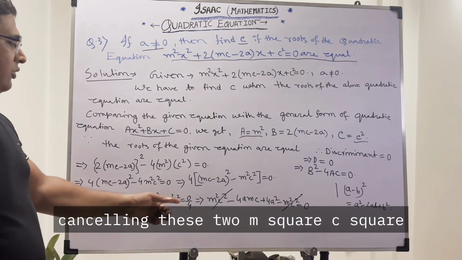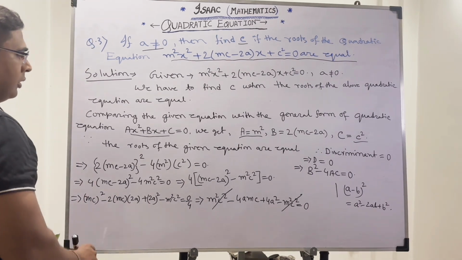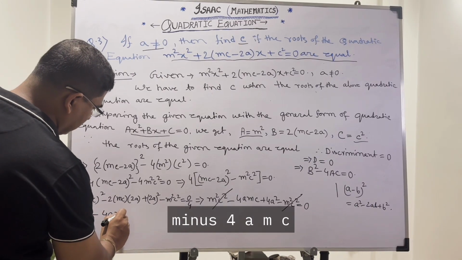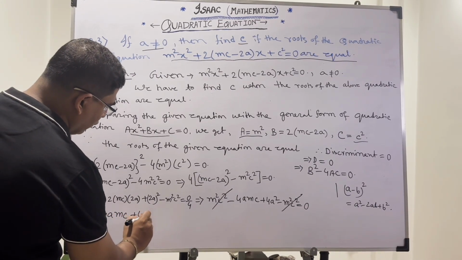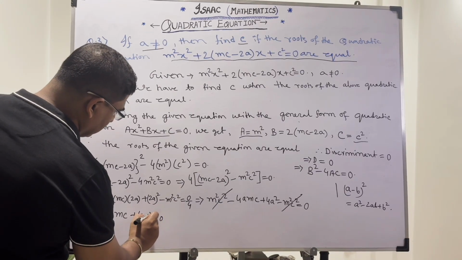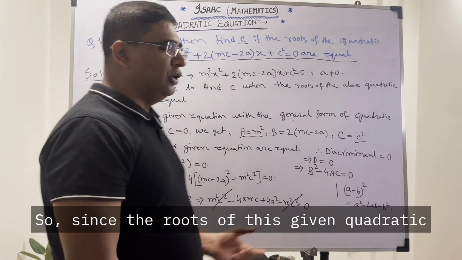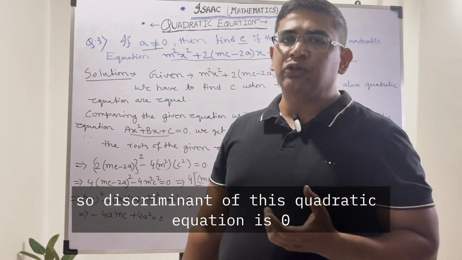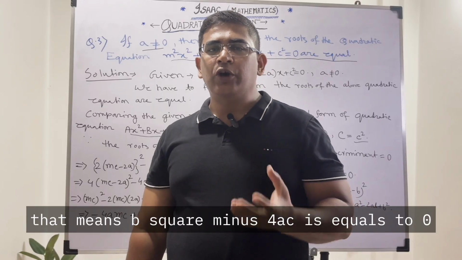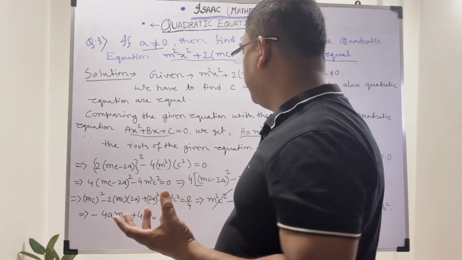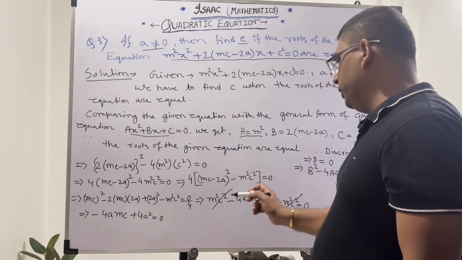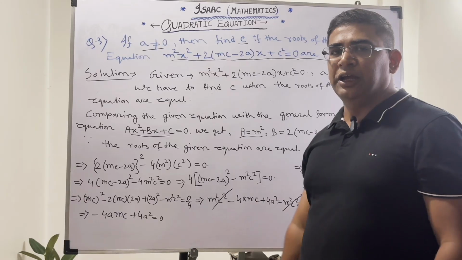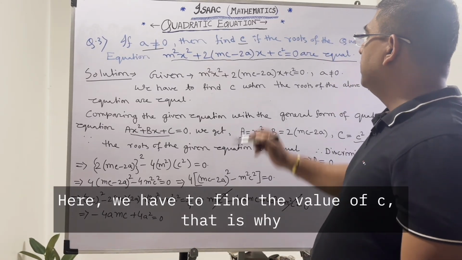Cancelling these two, m square c square, we get minus 4amc plus 4a square equals to 0. Okay. So since the roots of this given quadratic equation are equal, the discriminant of this quadratic equation is 0. That means b square minus 4ac is equals to 0, and simplifying this we get minus 4amc plus 4a square equals to 0.